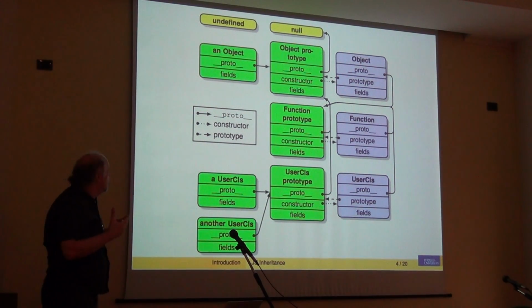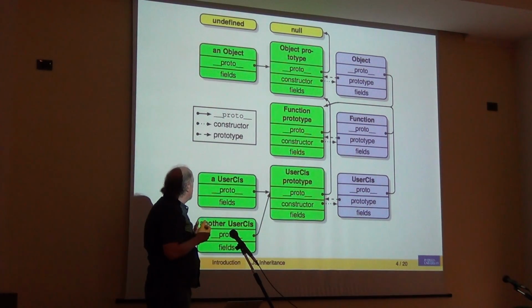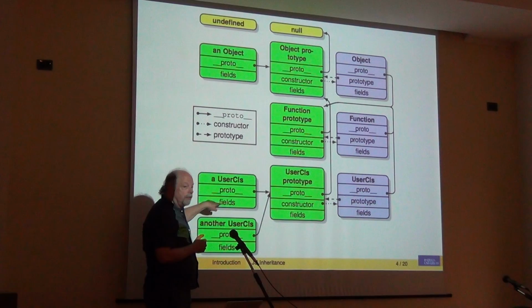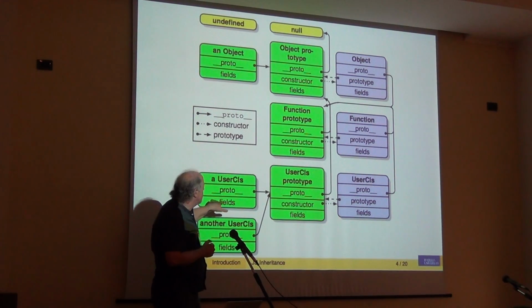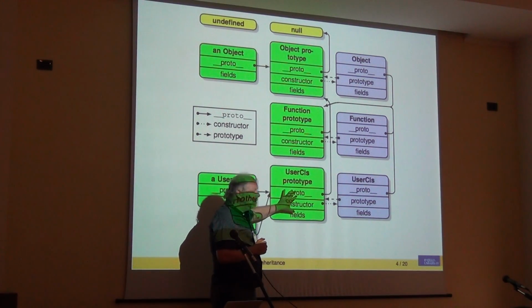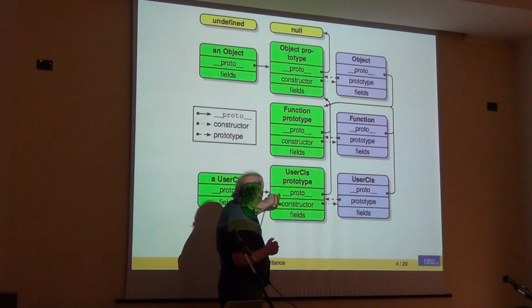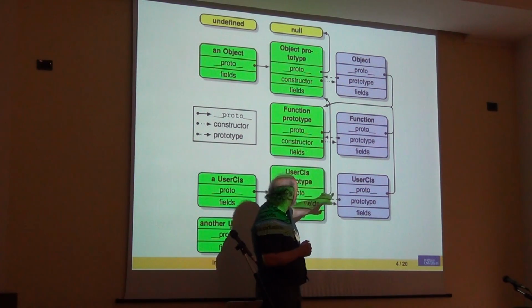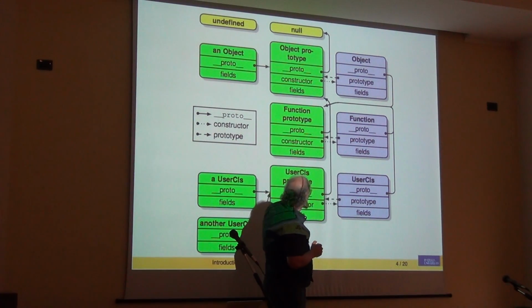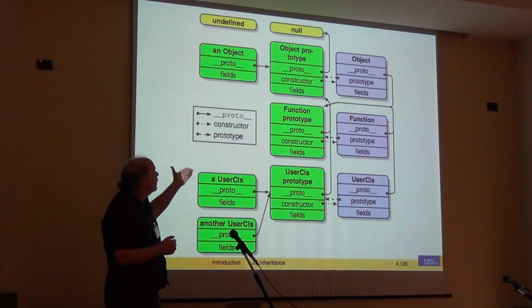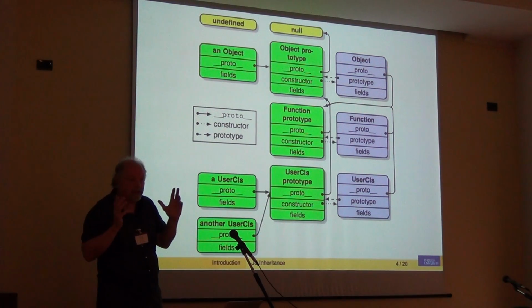So when you're searching for a message or a field, here we've got an object from a user class, and when you try to access a field, it looks first at the fields in this object. If it doesn't find them there, it follows the proto field to this, which would be the prototype for this class. If it doesn't find it in the fields here, it follows to the fields of whatever this prototype's proto was, which is in this case object. If it doesn't find it there, it goes to its proto field, sees it's null, and says the field doesn't exist. Okay?